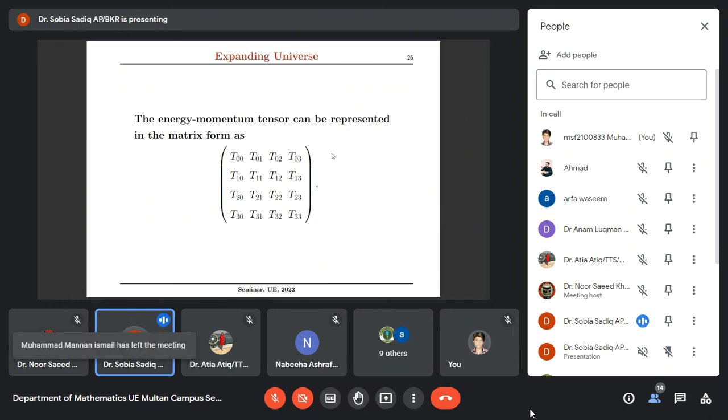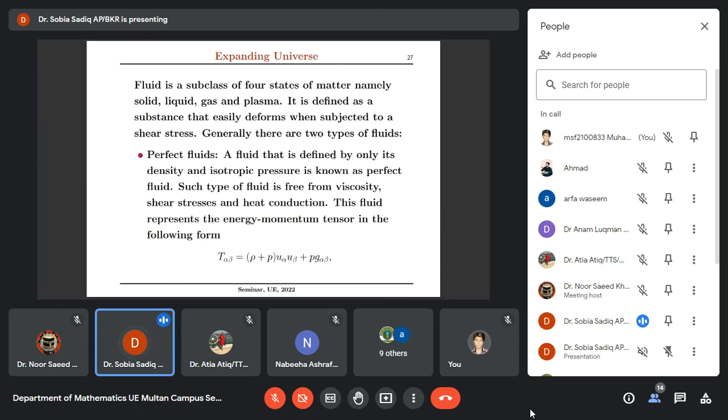You can see that it has 16 components. And this tensor has different forms for the different types of fluids. Fluid is basically a subclass of the states of matter, namely solid, liquid, gas, and plasma. It is defined as a substance that easily deforms when subjected to a shear stress. Generally there are 2 types of fluids. The first ones are the perfect fluids.